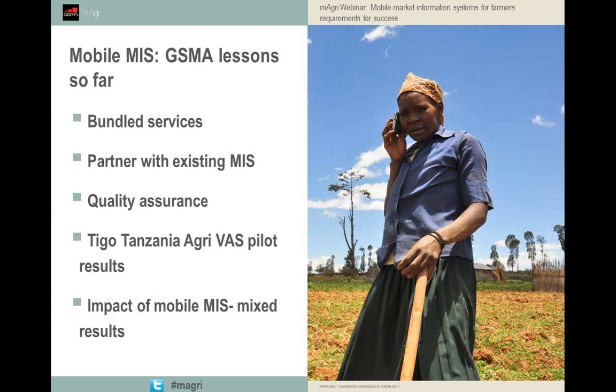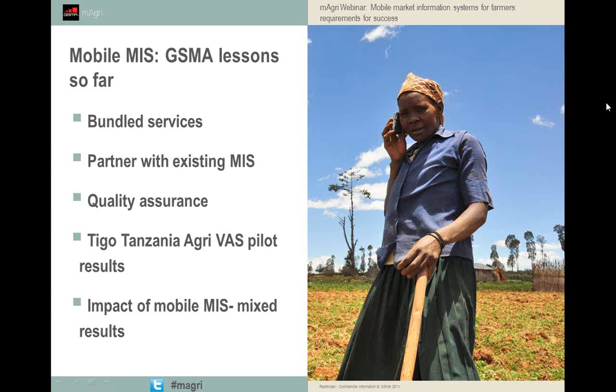Next slide. So firstly, we found that mobile market information systems should be part of a holistic bundle of services. With a few exceptions, mobile MIS can't really succeed as a standalone service. Knowing market prices is only one part of the agricultural puzzle. Farmers need information on a variety of topics like inputs, weather, and agricultural practices on crops and livestock. While today's focus is on the market information part of that puzzle, in the future, webinars and knowledge sharing channels will take a look at other components.